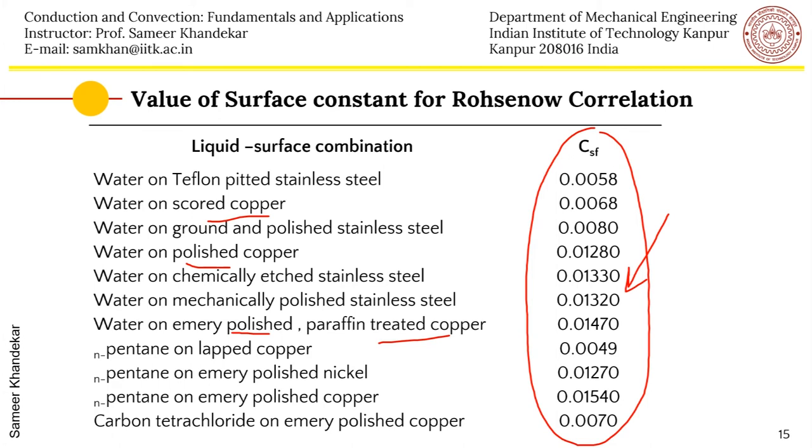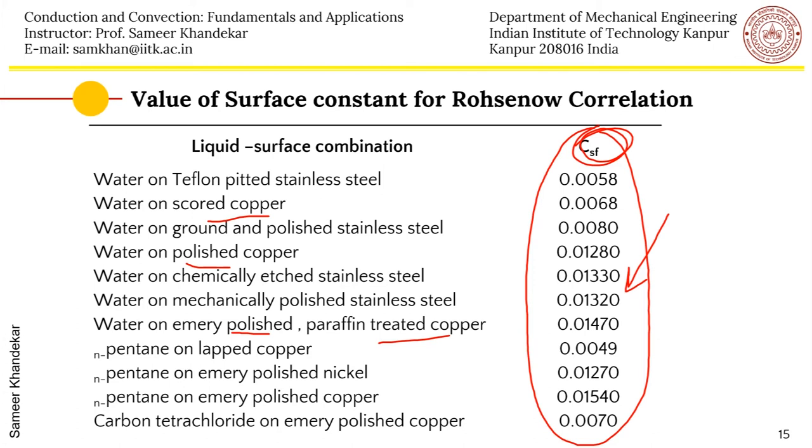Naturally, it is limited by the fact that the C_sf has to be introduced for every different type of surface. Nevertheless, Rosenau was the first analytical treatment, based on some scaling philosophy, wherein pool boiling heat transfer could be predicted with the help of an extension of the single phase convective framework.